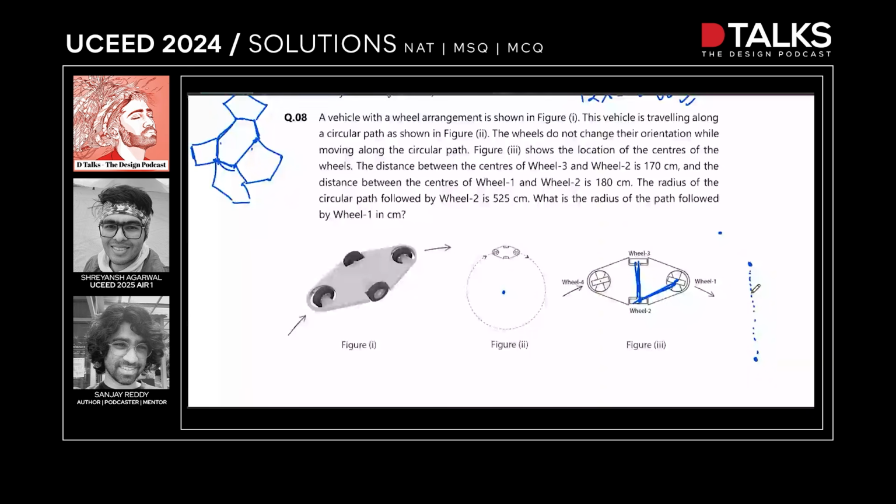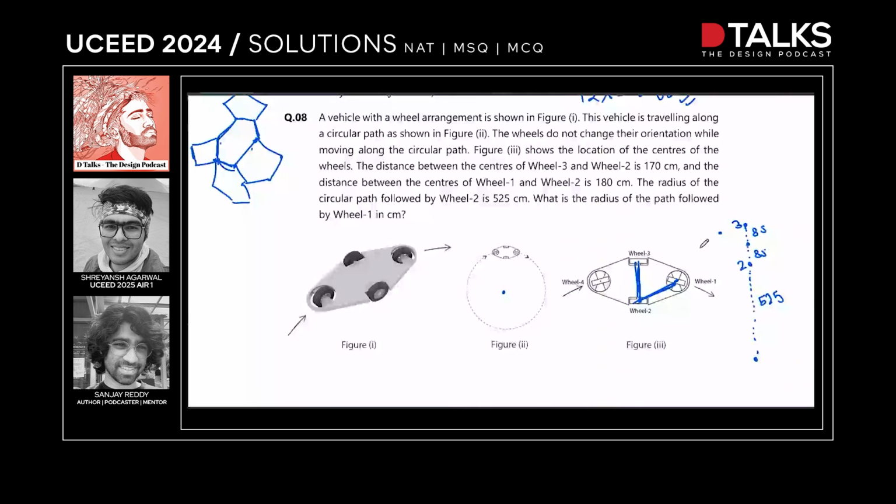And then this is your wheel 2. This is 525 centimeters as given. You go above. This is your wheel 3. This is another 170 centimeters. Then on the midpoint, that makes this 85 and 85, right? So I'll remove this 170 and I'll write 85 and 85.